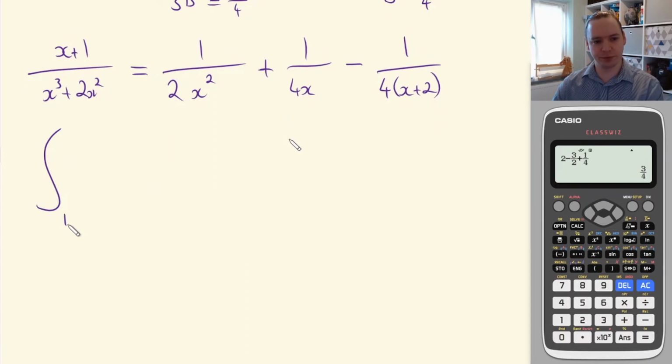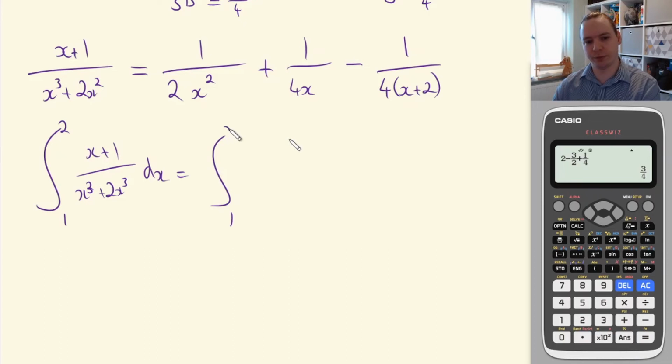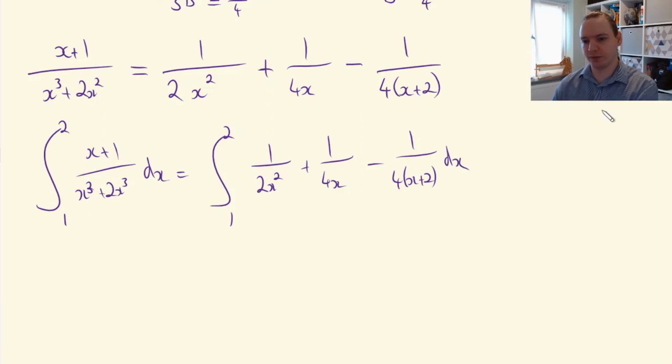So the integral between 1 and 2 of my original is equal to the integral between 1 and 2 of my new thing, which is 1 over 2x squared plus 1 over 4x minus 1 over 4 lots of x plus 2. And we can see from here that I have 2 terms here which will give us the natural logs like we saw in that first example, but this one, 1 over 2x squared, will not. This is actually just a standard polynomial.